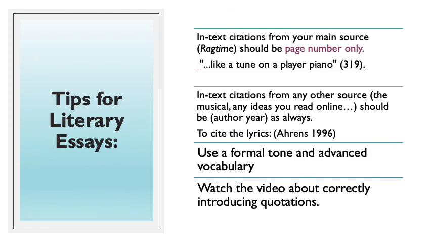A few more tips. In-text citations from your main source, Ragtime, should be page number only. You had, hopefully, the author and the title of the work in the first or maybe second sentence of your paper, so we know who you're quoting. Okay? You're not plagiarizing, you're quoting the person who wrote the book that you're writing about. We know it. So all you need to put is the page number. Okay?